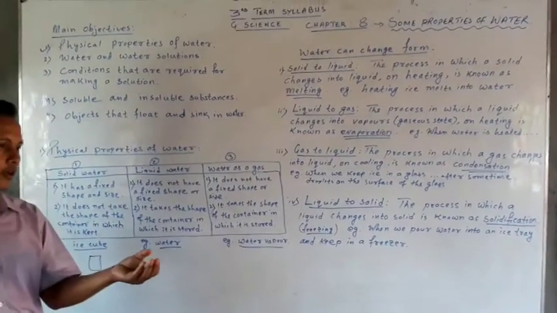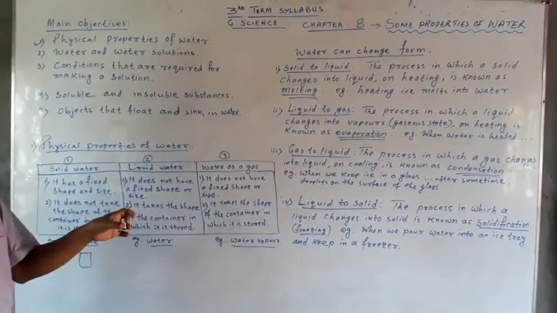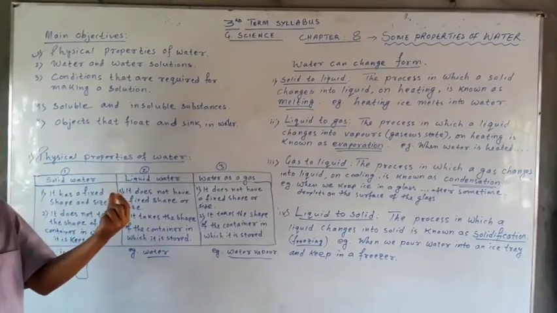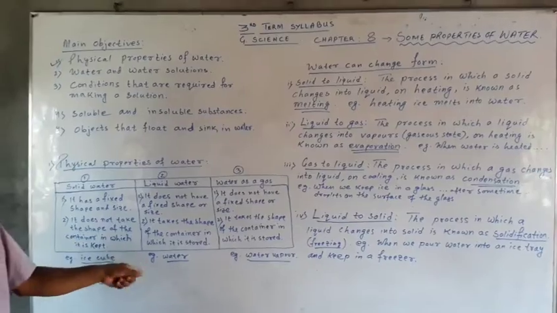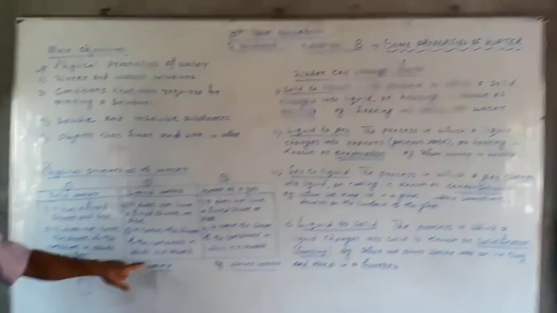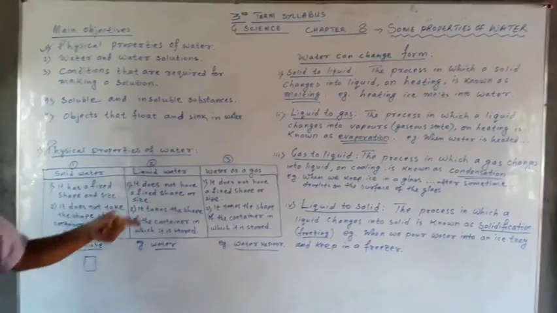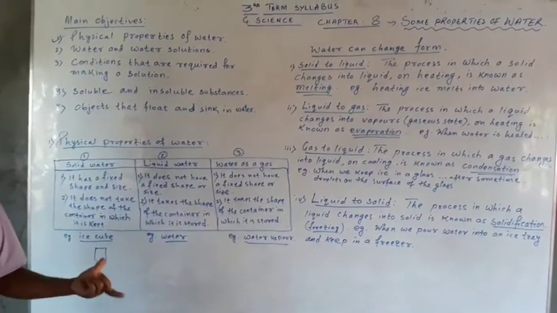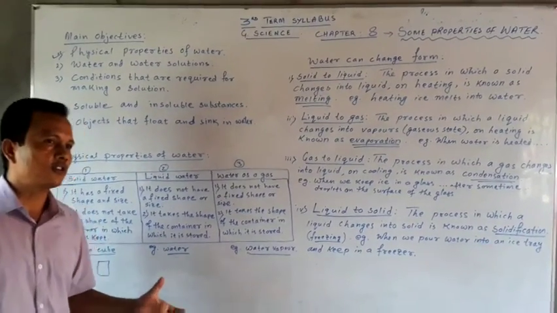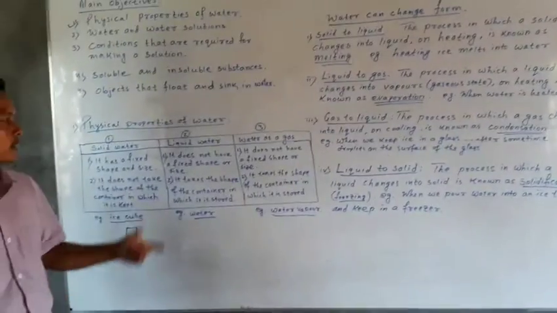And if you put it in a polythene bag or inside a test tube or whatever container it may be, it will take the shape of that container. So that is why it does not have a fixed shape or size. It turns into different shapes when it is put in a container.